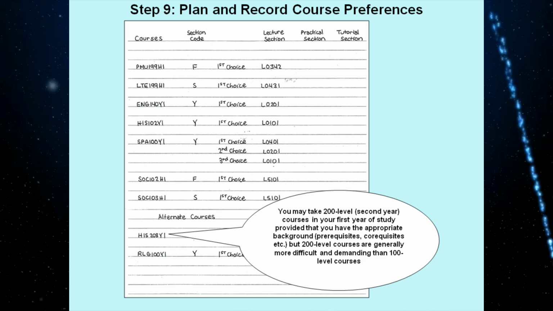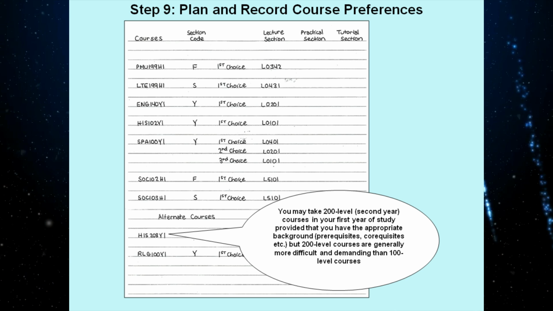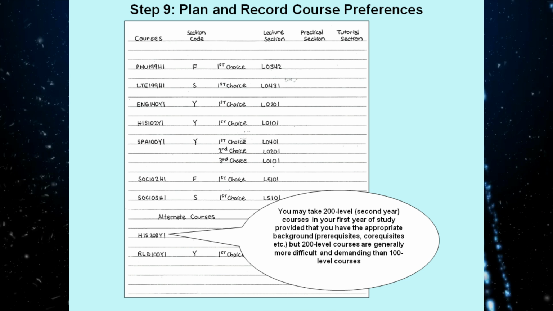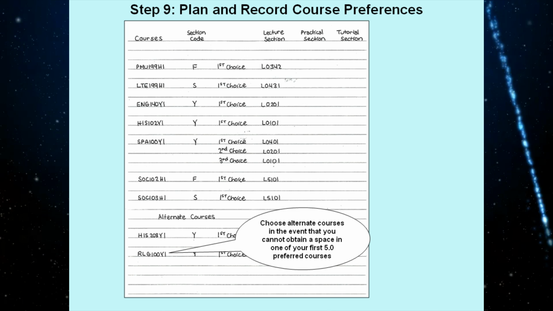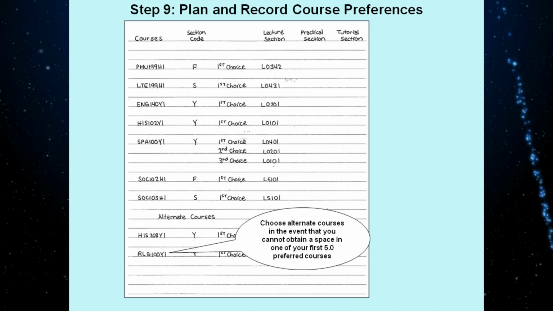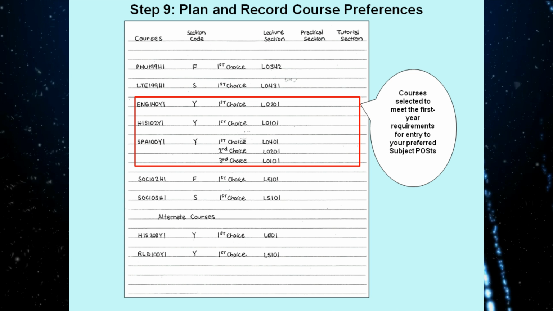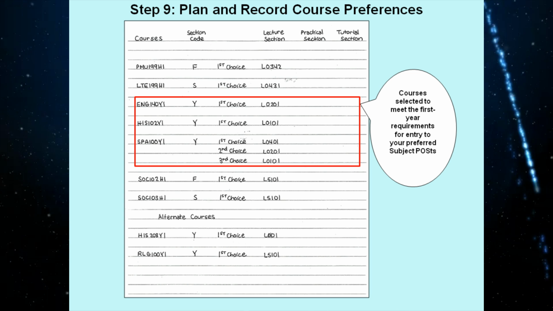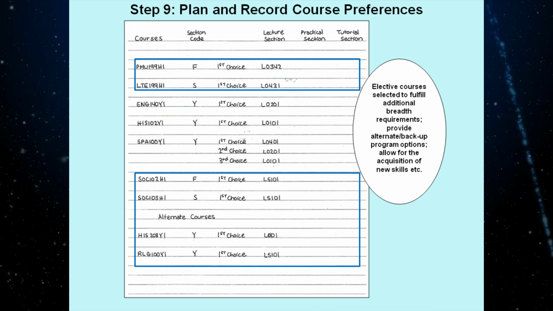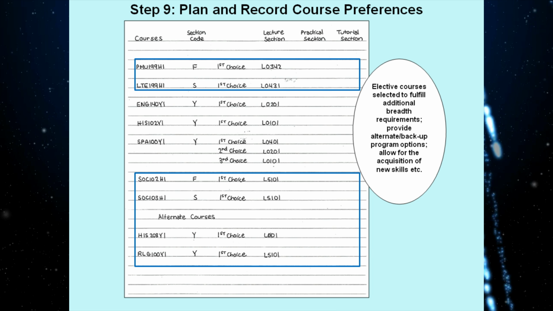You may take courses at the 200 level, which are second year courses, in your first year of study, provided that you have the appropriate background, which is prerequisites and co-requisites. You may want to choose an alternate course in the event that you cannot obtain a space in one of your first year 5.0 preferred courses. These are courses selected to meet the first year requirements for entry into your preferred subject post. Elective courses are selected usually to fulfill breadth requirements or provide alternative/backup program options.